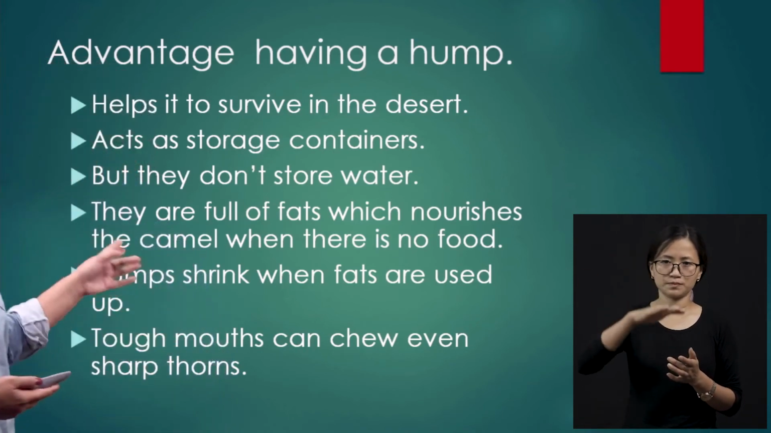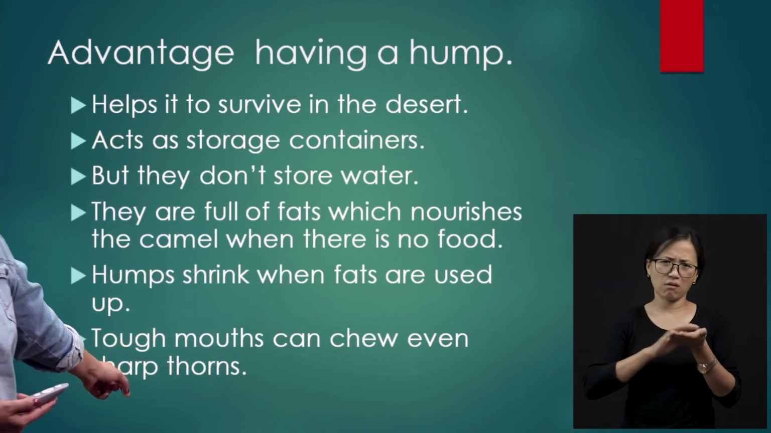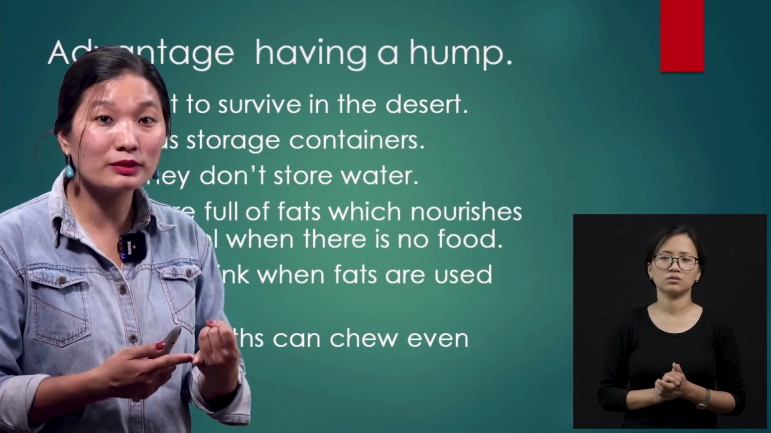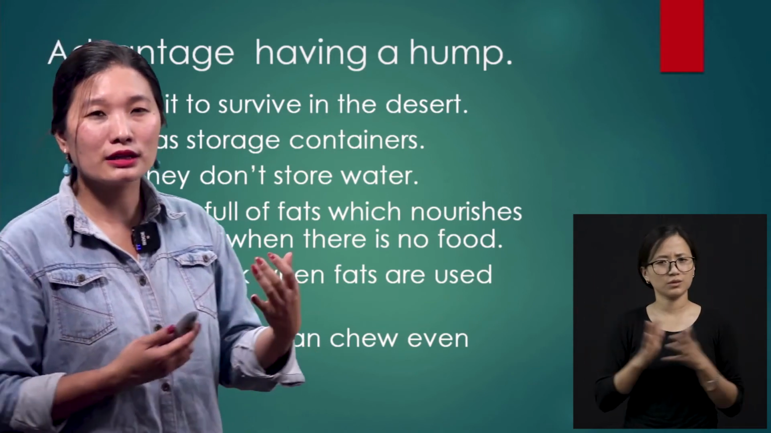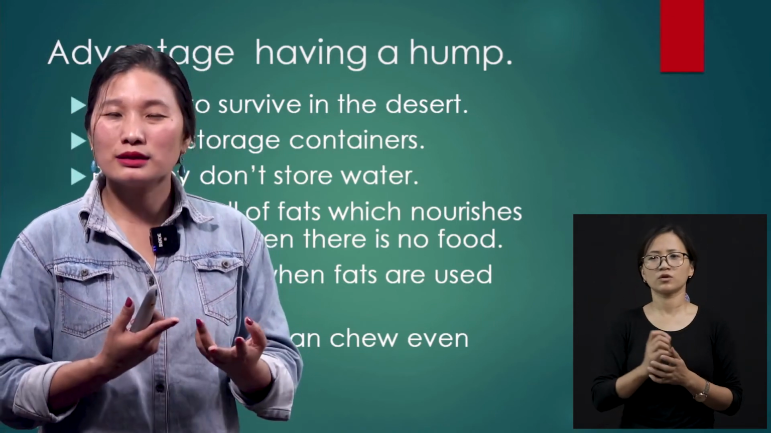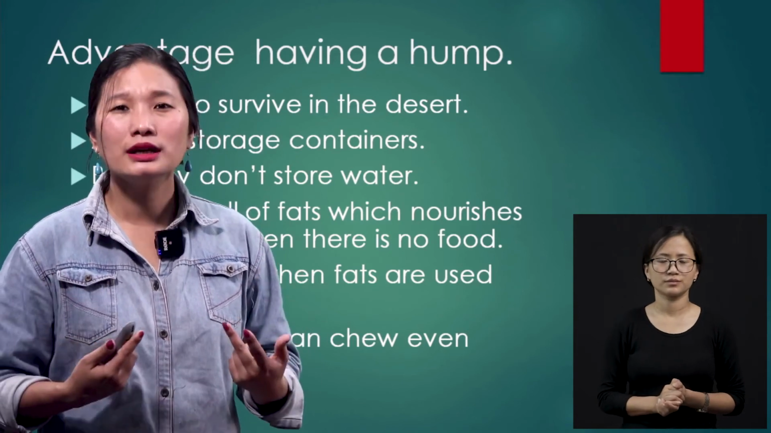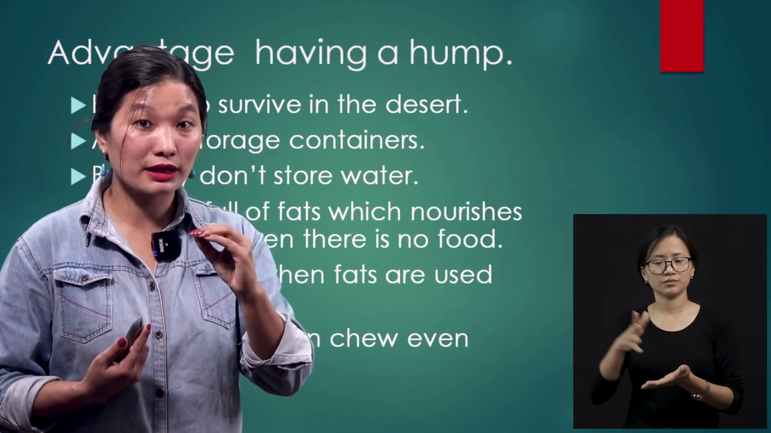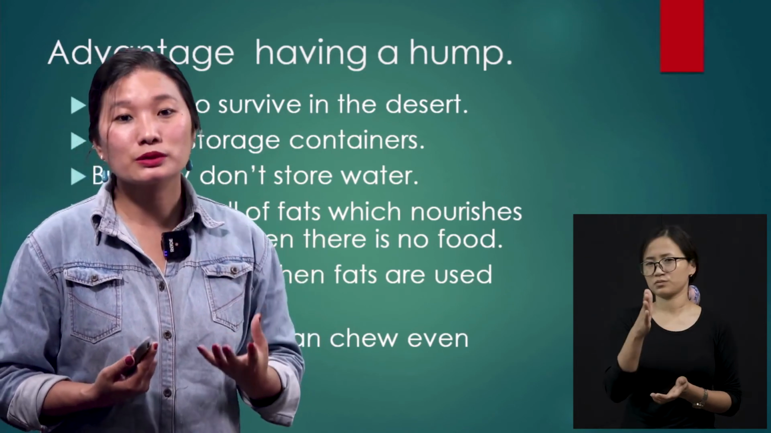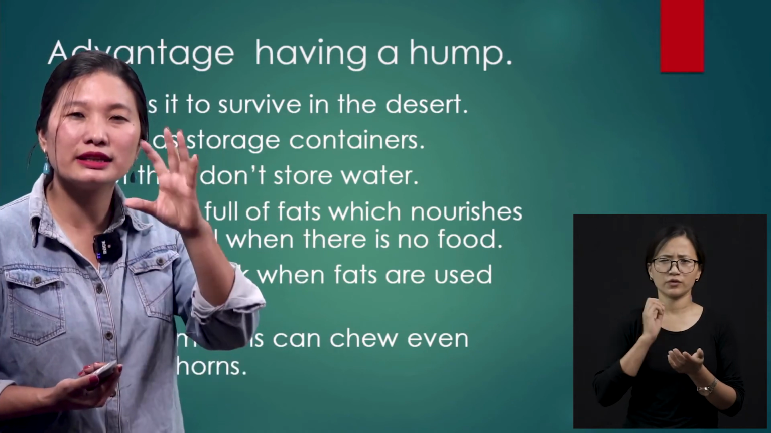And then, as I said, the tough mouth can chew even sharp thorns. That is how it helps, okay? Not only the hump, the camel has so many qualities. It can travel for so many days and months without food and water. That is one thing. It's because of the hump that helps it to nourish the body. And so the hump even helps the camel. It is not just for a showpiece. And then we also got to know that the mouth of the camel is tough, that it can chew, okay?